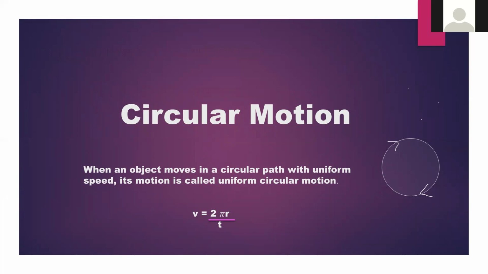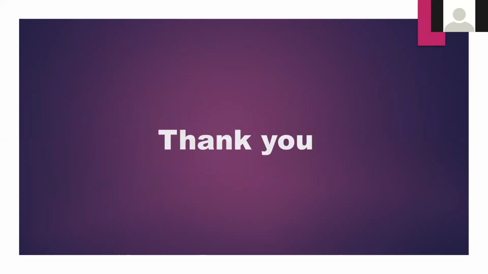Now circular motion. When an object moves in a circular path with uniform speed, its motion is called uniform circular motion. Okay. If we are going through the circular path, the distance will be 2 pi r, right? And as we are talking about the motion, it means it is a speed. So divided by t, that is distance by time. Okay, so the speed in circular motion is 2 pi r by t.